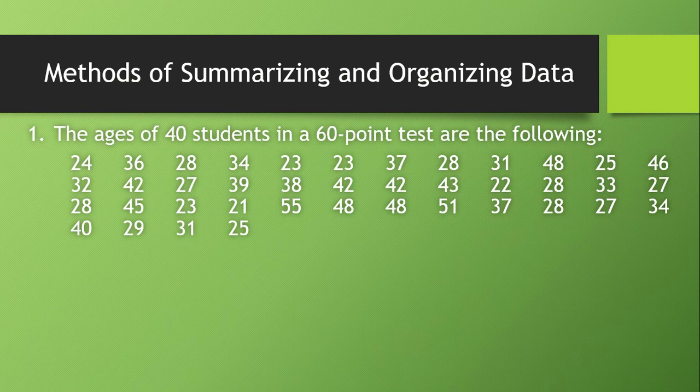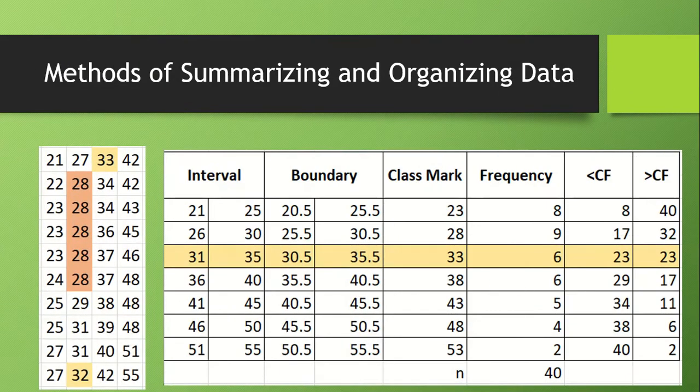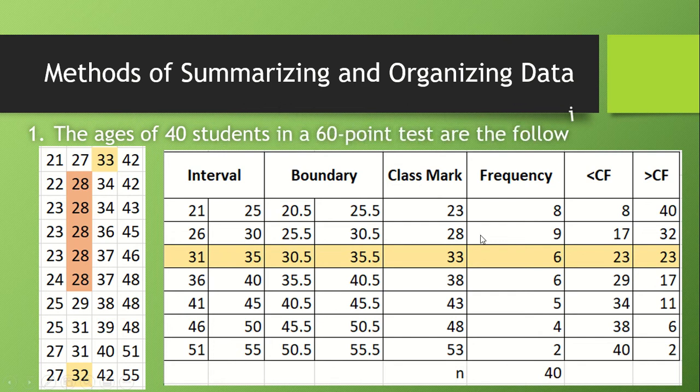On this data, now we have the ages of 40 students in a 60-point test. So these are the 40 values of the students. The first thing that we have to do is create a table for this one, a tabular form, and a sorted form of the values. So this is a tabular form equivalent of the data, and these are the sorted values.